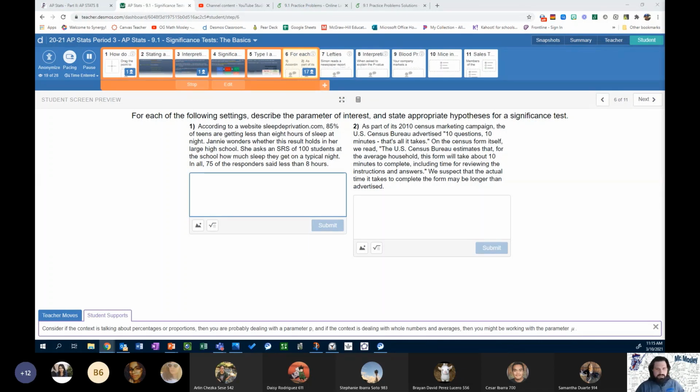All right, so in this scenario, the assumed proportion is 85% or 0.85. 85% of students get less than 8 hours of sleep. Janie wants to know if her classmates at her local, large high school get that same proportion essentially, right? And if the same proportion of students have that amount of sleep.